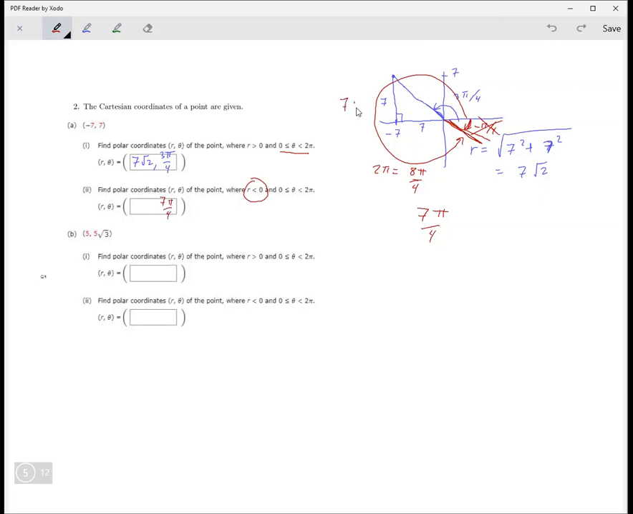That's this angle here, from there all the way to there. And then since it's coming out here, but we want the point over here, we make it -7 root 2. Okay, let's look at part B. So 5 and 5 root 3.